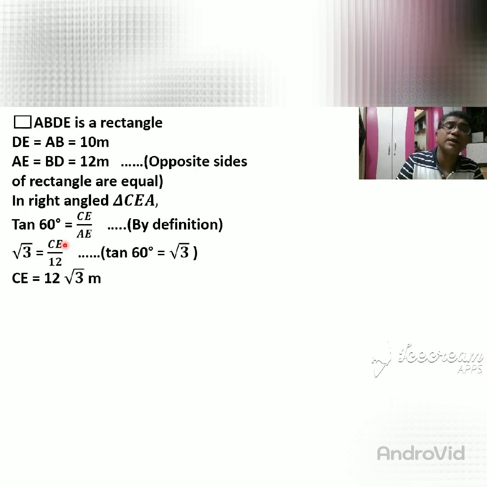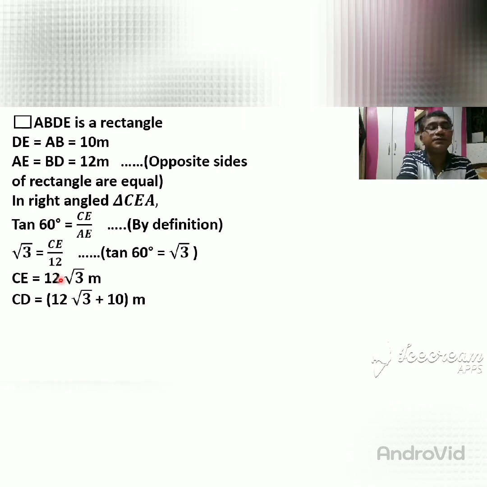So substitute the value of tan 60. Tan 60 is equal to root 3. CE I don't know. AE I know, it is 12. You are multiplying, so how do you get root 3? The tan 60 value is root 3, so I write here root 3. CE I don't know, AE I know is 12, so I write here 12. Cross multiplication: 12 into root 3. So CE is equal to 12 root 3. The root 3 value is not given in this problem, so this root 3 remains as it is.